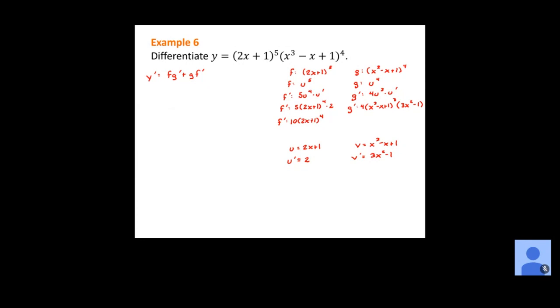And in this case, I would probably keep it like that. If you wanted to, you could technically distribute the 4 to the 3x squared minus 1, but really keeping it factored out that way is fine too.